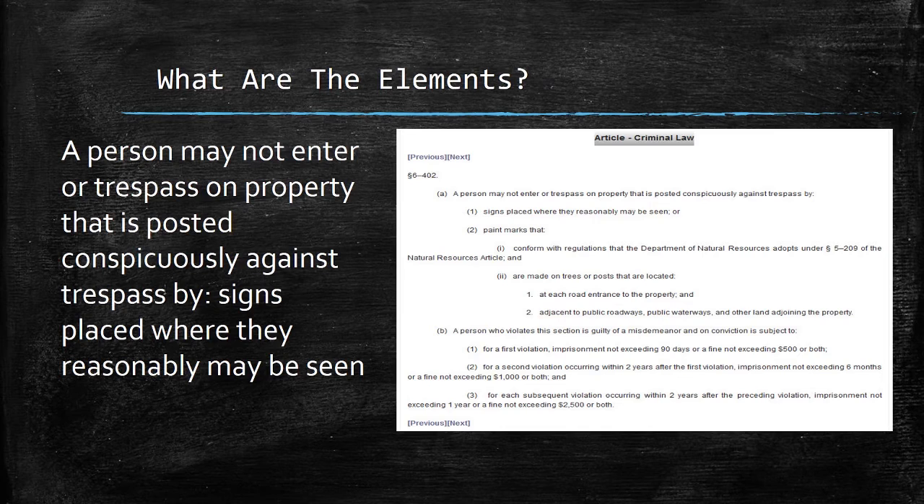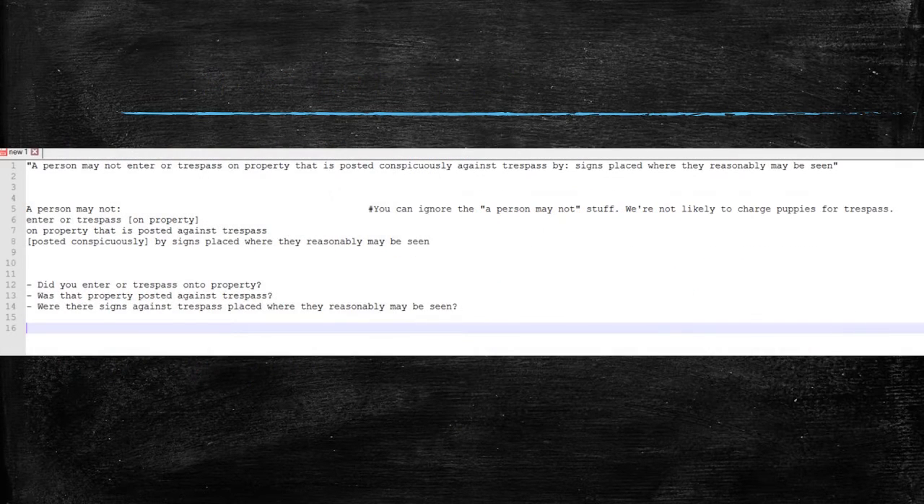Alright, let's look at CR 6-402, Trespass. A person may not enter or trespass on property that is posted conspicuously against trespass by signs placed where they reasonably may be seen. So, I'm going to do the same thing. I'm going to copy this into my text editor, and I'm going to just hit enter every time I have a new thing. So, a person. We're not worried about a person. Obviously, we're not charging puppies with the crime, so we can just forget about that part.